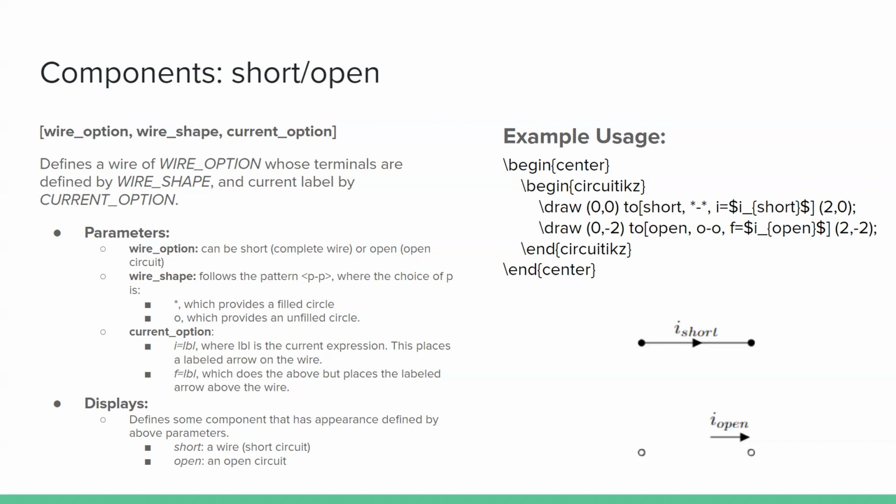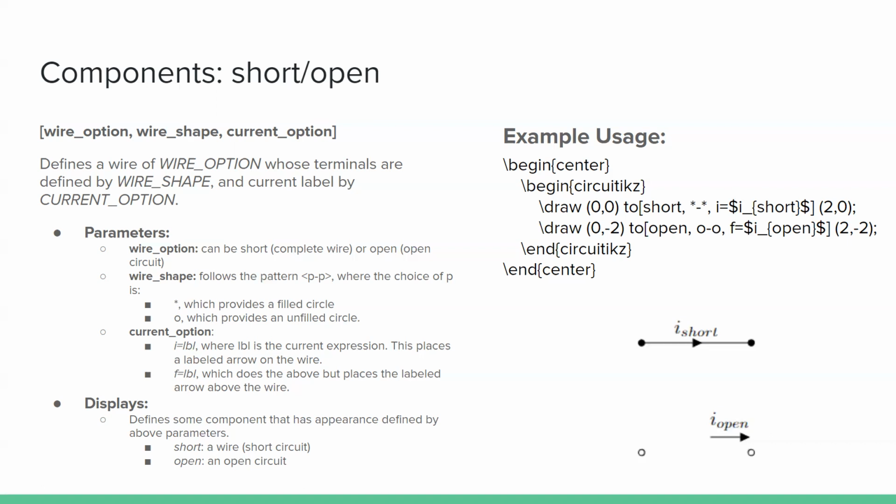One is called short, which means you just directly put a wire. The other one is called open, which means you put an open circuit. We'll talk about what's the difference between short circuit and open circuit on the right side. You also have the parameter called wire shape, which follows the pattern of P-P. This choice of P can be either an asterisk, which means you have a fully filled circle here, or it can be the letter O, which means you have this unfilled circle here.